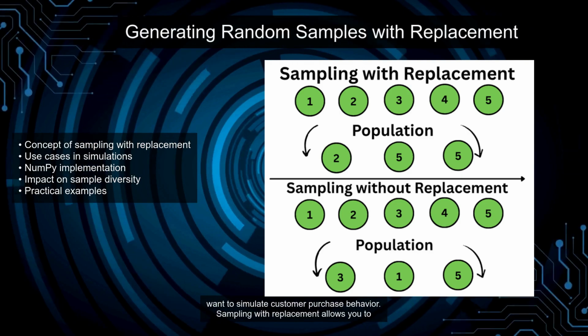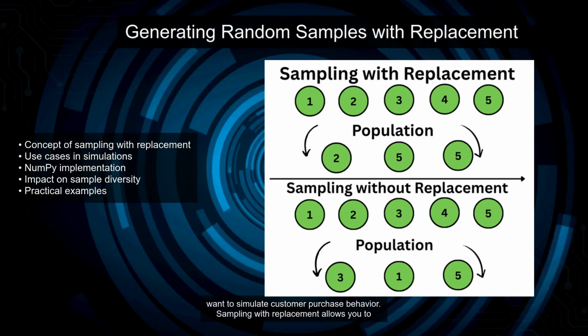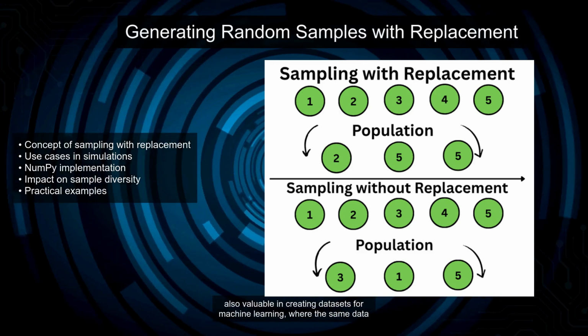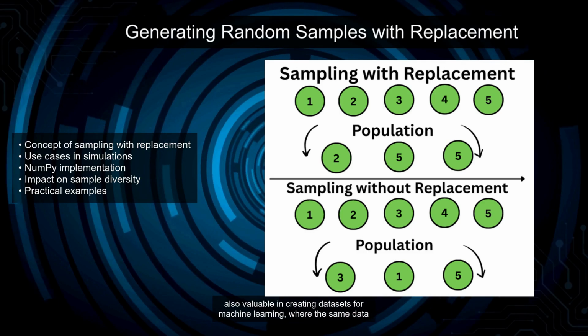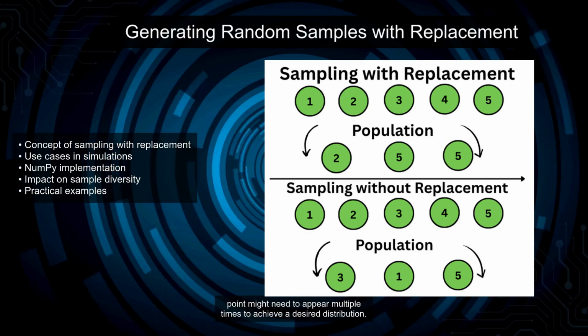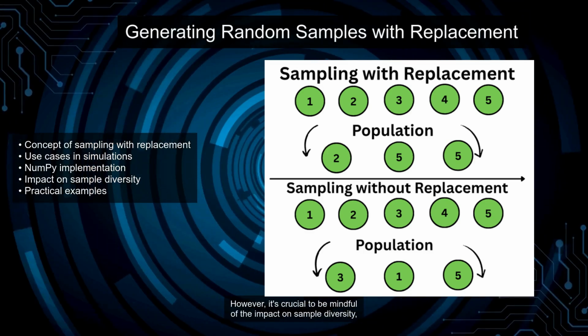Consider a scenario where you want to simulate customer purchase behavior. Sampling with replacement allows you to mimic real-world scenarios where customers can make multiple purchases. This approach is also valuable in creating datasets for machine learning, where the same data point might need to appear multiple times to achieve a desired distribution.